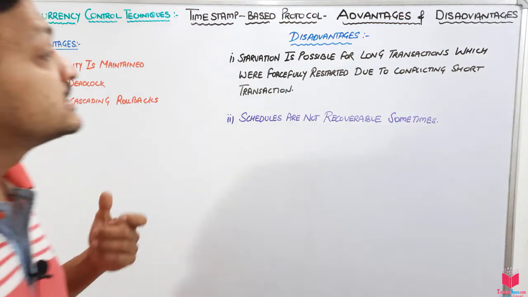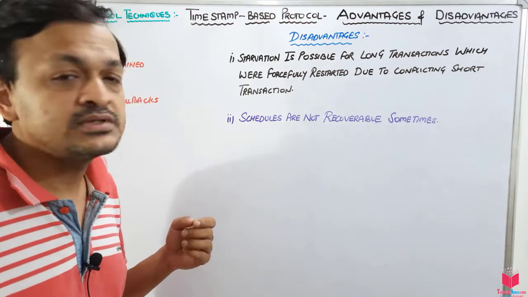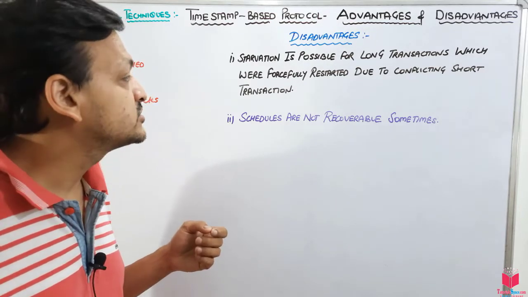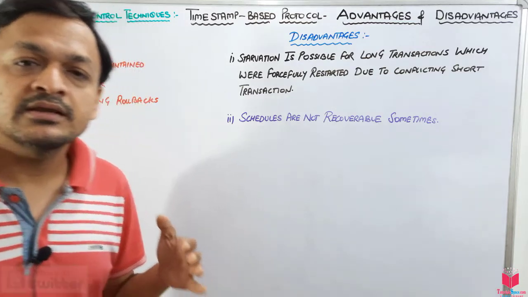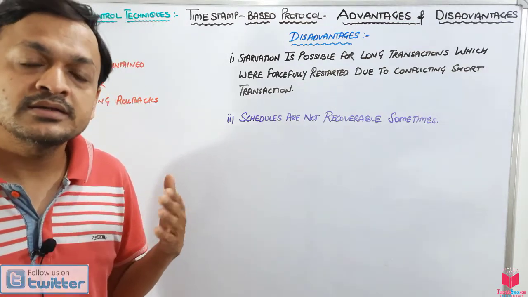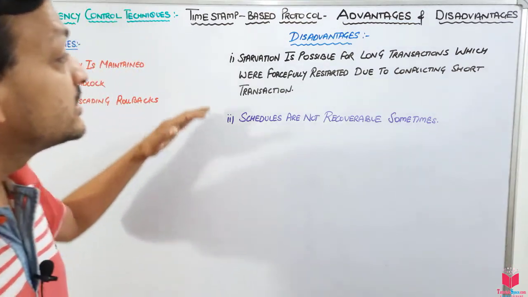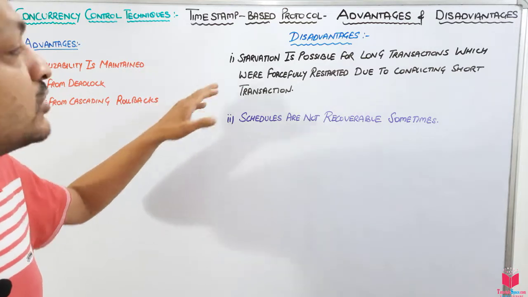Disadvantages: it says starvation is possible for the long transaction which were forcefully started due to the conflicting short transaction. It happens there that for the conflicting short transaction we have to roll back the other transaction or that short transaction as well, but due to this a long transaction goes into starvation.